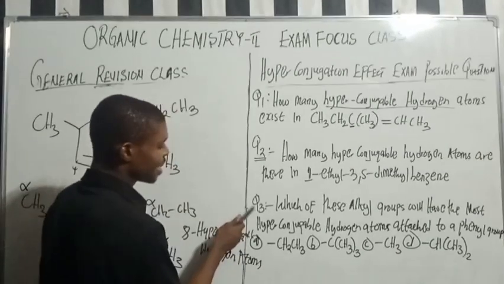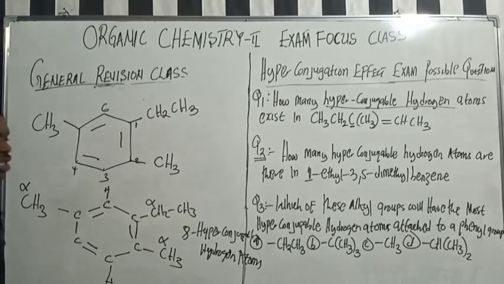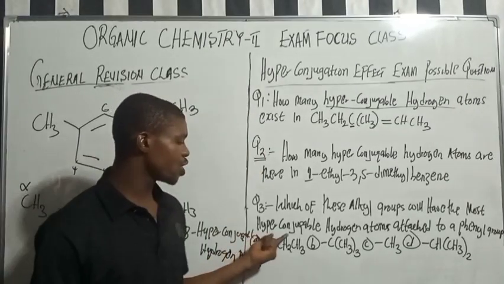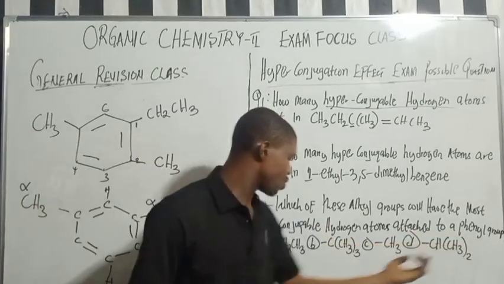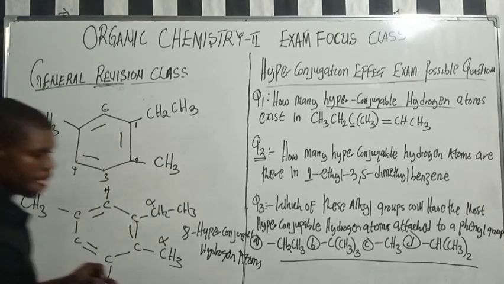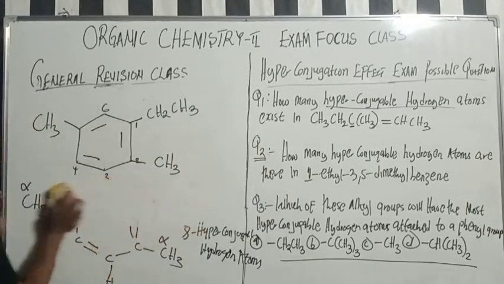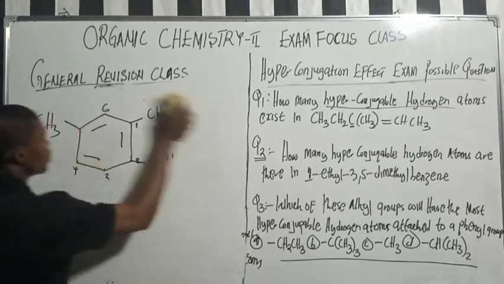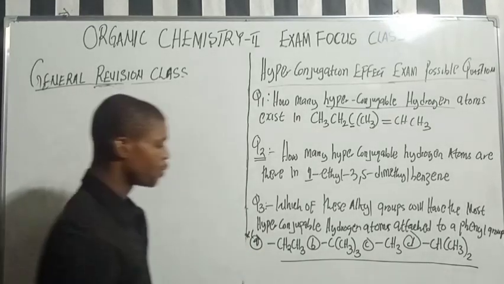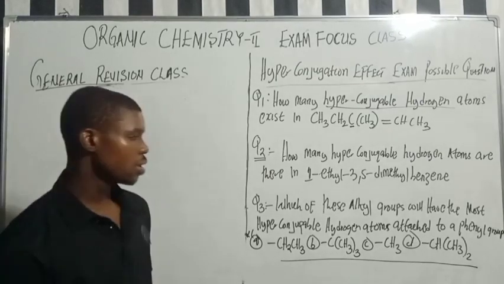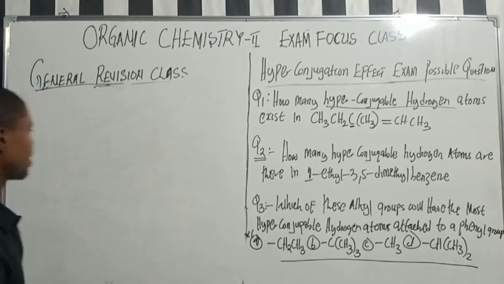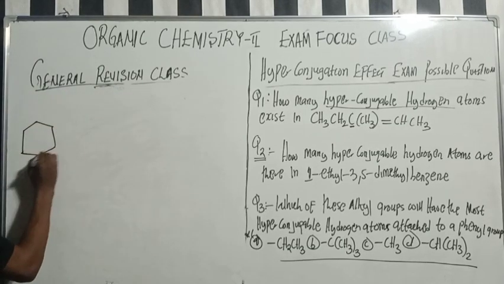Now I would like you to go ahead and try it for me. Pause the video and try question number 3. Which of these alkyl groups has the most hyperconjugable hydrogen atoms when attached to a phenyl group? This is a phenyl group here. So let me draw each of them out.